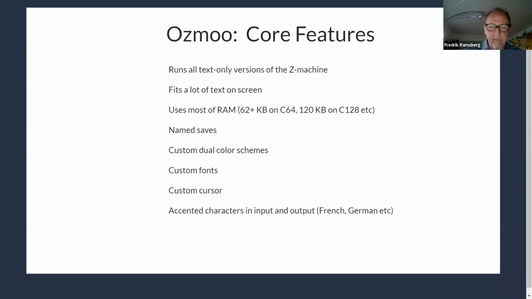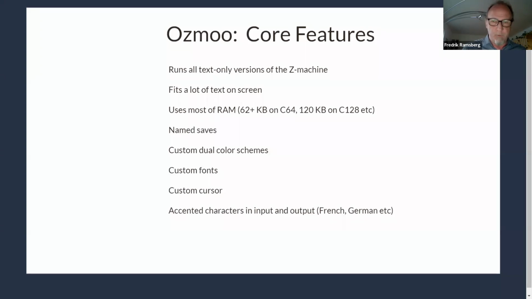We have named saves. That's another core thing. So you can actually type a name when you're saving the game, like "in the castle" or something, and then you remember where you were when you look at your saves. Infocom's interpreters for Commodore 64 never had that.